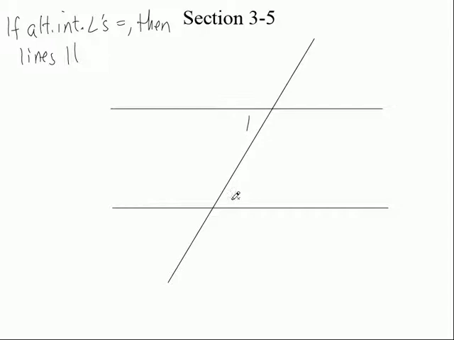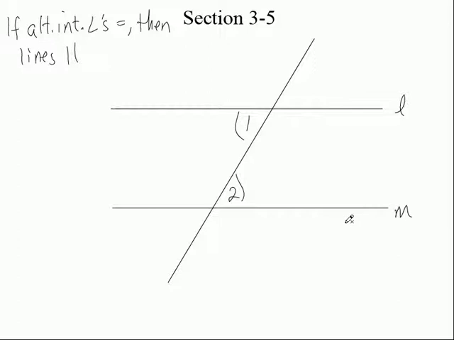So for instance, if I had 1 and 2, if I told you that 1 and 2 are equal to each other, what do you think must be true about line L and M? If I told you, now I don't know the lines are parallel right now, but I do know that angle 1 is equal to angle 2. So what do you think, Brooke? That's right, then lines L and M would be parallel.